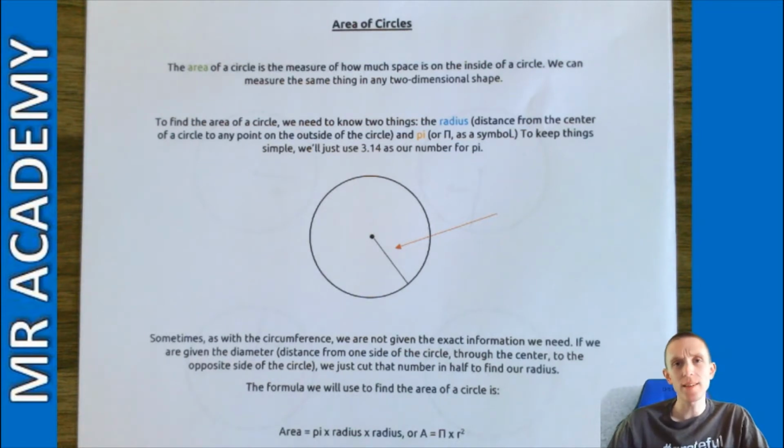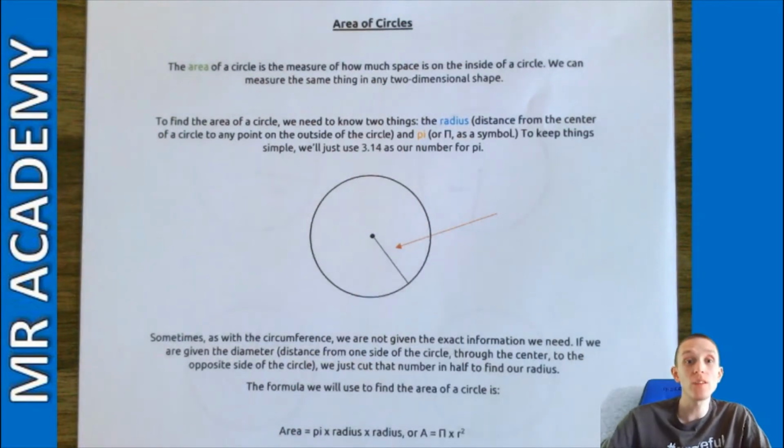In this one today, we're going to continue on with our little series of circles that we are going through. In the last video, we discussed the circumference of a circle, which is just the distance around the outside of a circle. And today, we're going to get more into what the area of a circle is and how we find that as well.